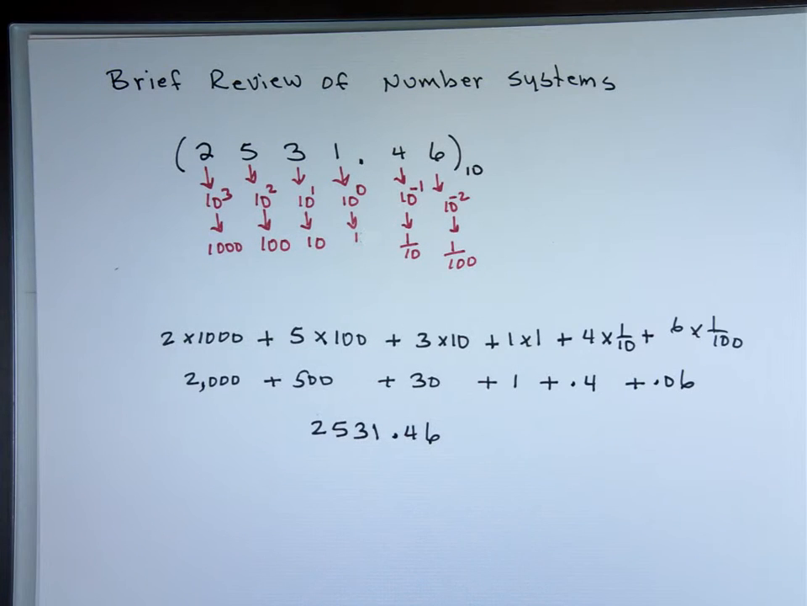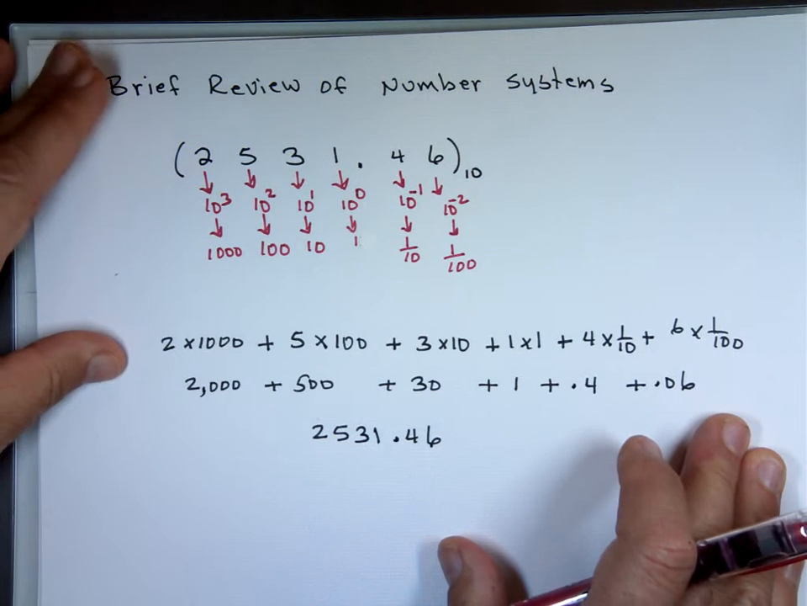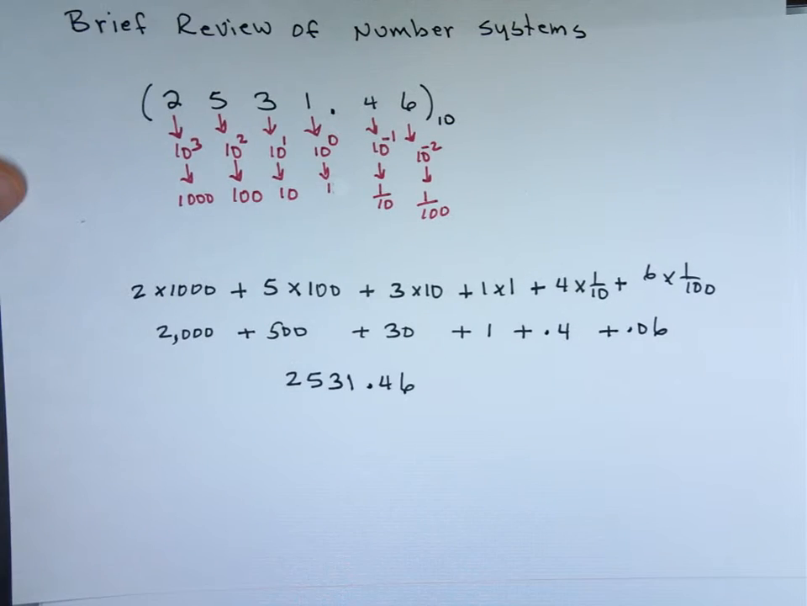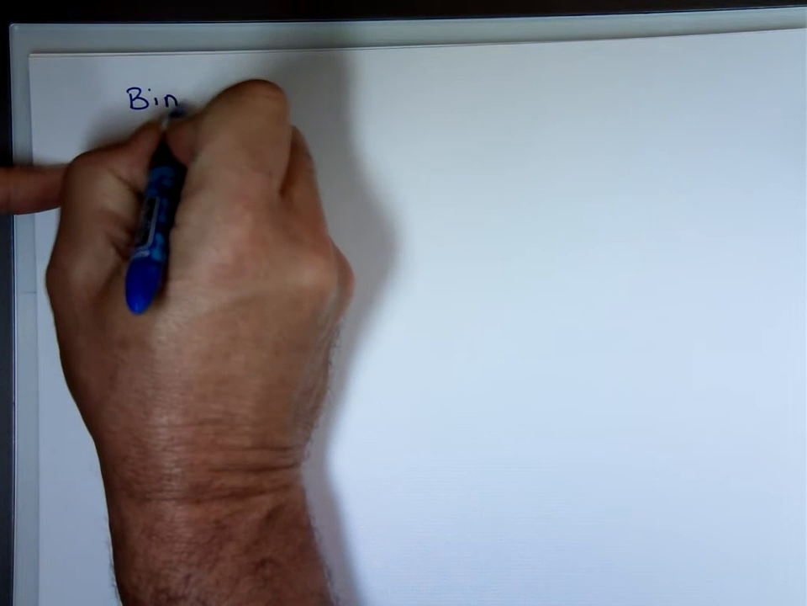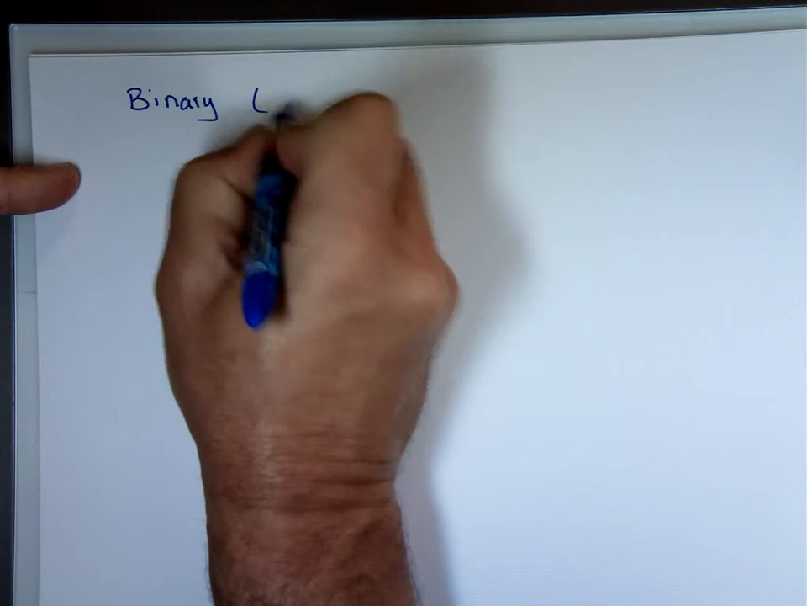Unfortunately, computers don't speak that language. They don't use base 10. They use base 2. So we're going to look at binary, we'll look at octal, we'll look at hexadecimal. So let's look at binary. Binary, that means base 2.